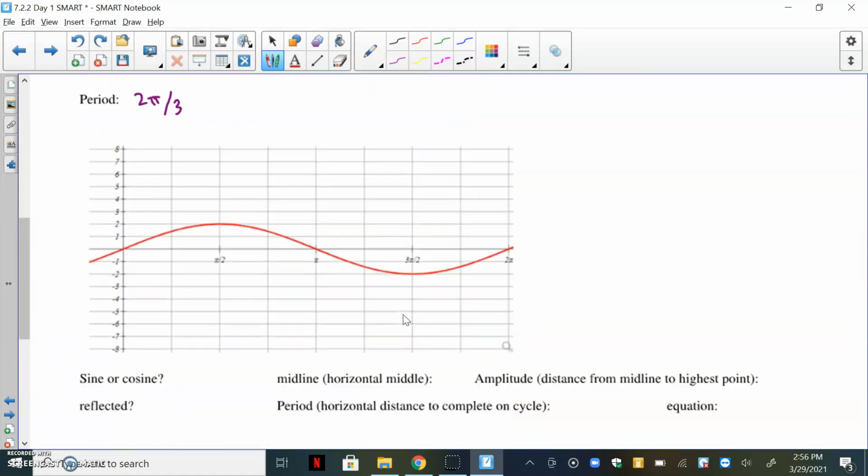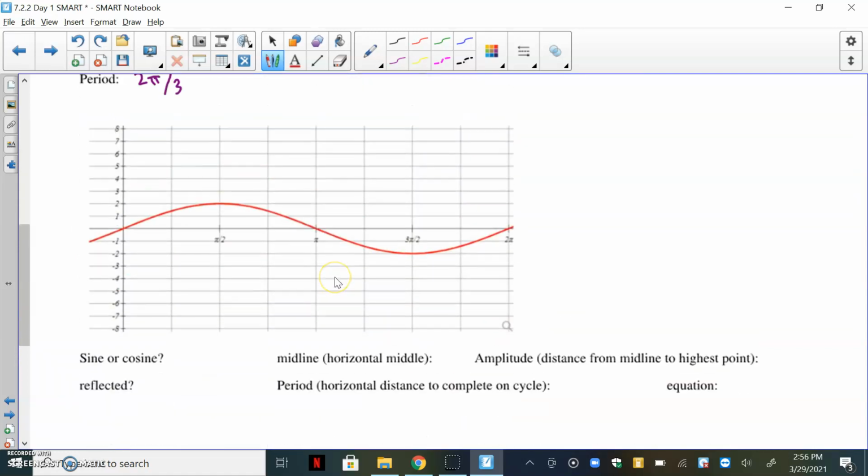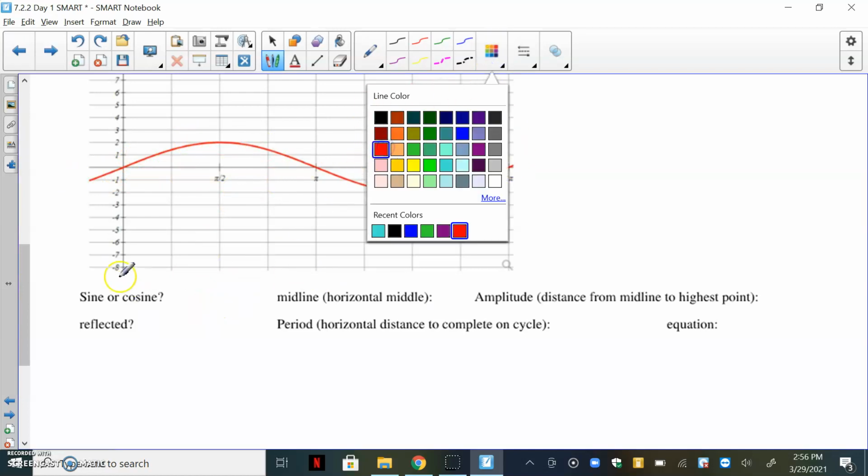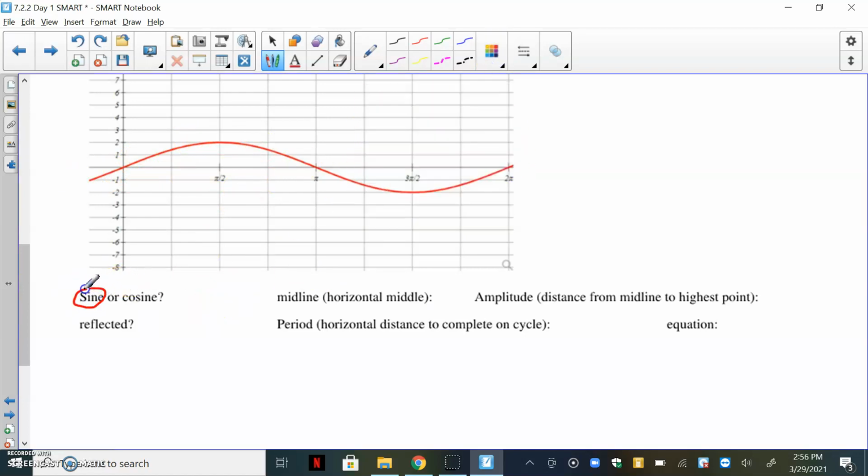Alright, one last one here. Don't have the equation this time, but that's alright. So is it sine or cosine? Hopefully you recognize this nice S-curve, so that's going to be a sine. And remember, sine when it's this way is regular, sine when it's this way is flipped. So this one, since it goes up first, it's going to be our regular, so there is no reflection.